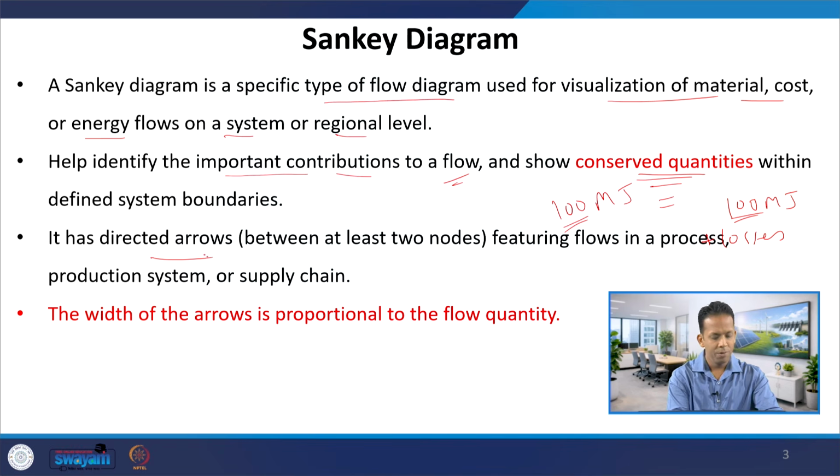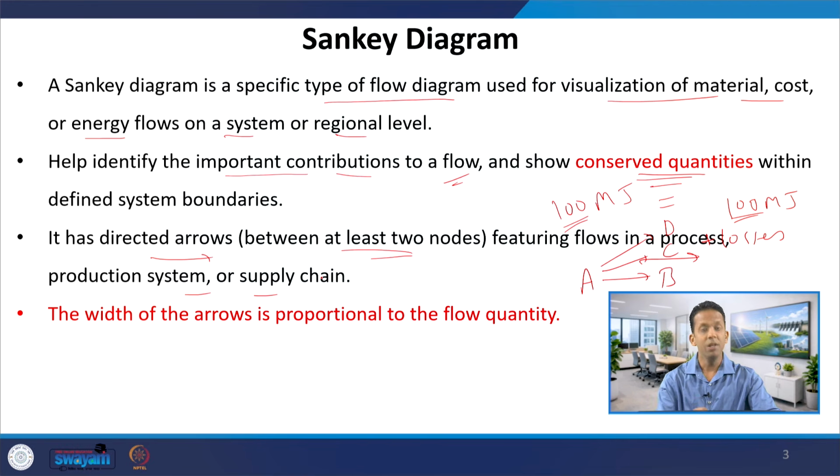It has directed arrows. The direction of the arrow shows the supply to demand, or from where to where the energy is transferring, or mass is transferred, or money is flowing. It has directed arrows between at least two nodes, and it can have more than two nodes. Suppose energy is transferred from A to B, we can represent it by one arrow. But if energy is transferred from A to B, C, D, we can have multiple arrows. It features different flows in a process, production system or a supply chain.